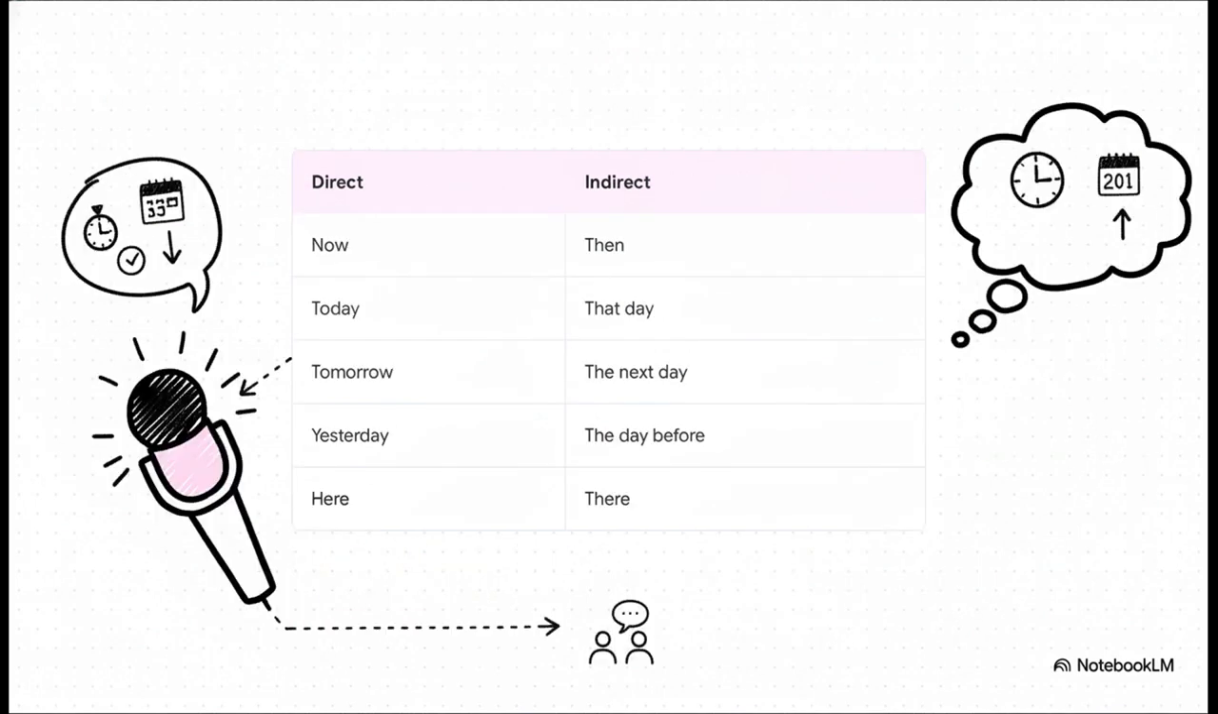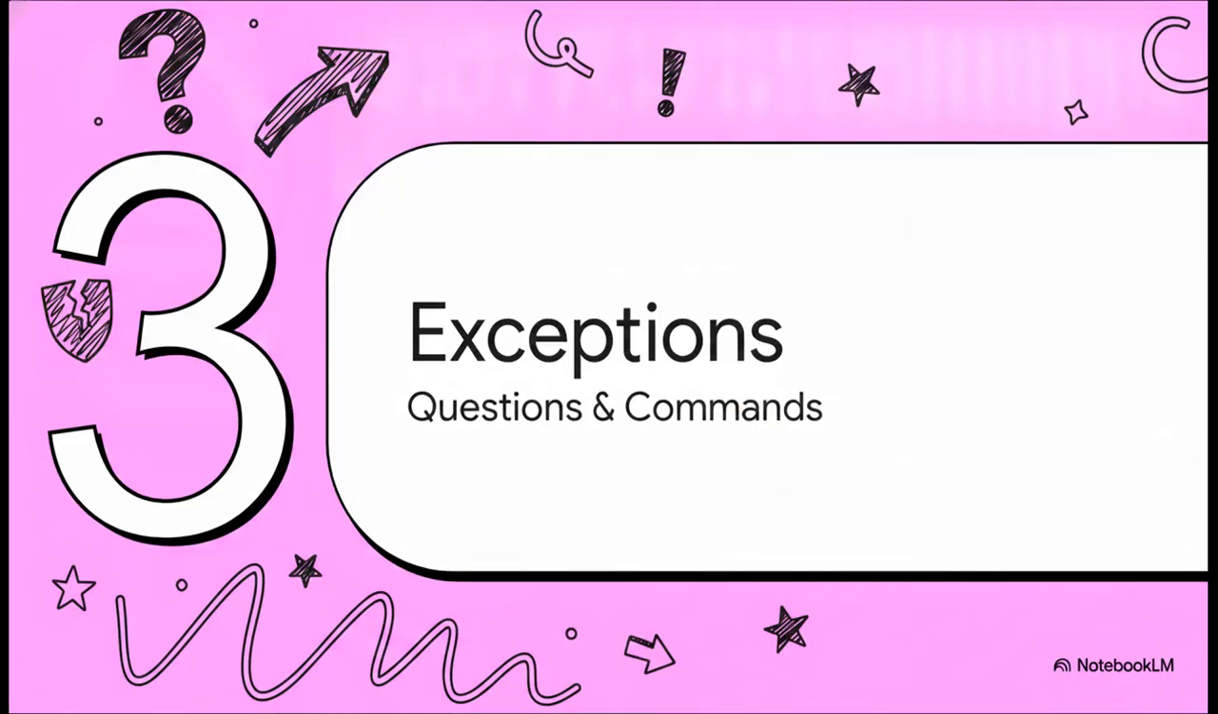Since you're reporting the speech later, and honestly, often in a completely different place, words indicating nearness have to change to show that distance. Now becomes then, today becomes that day, tomorrow turns into the next day, and here becomes there. So if someone said, I am here today, you'd report it as they were there that day. All right, let's get into Section 3, questions, commands, and exceptions.